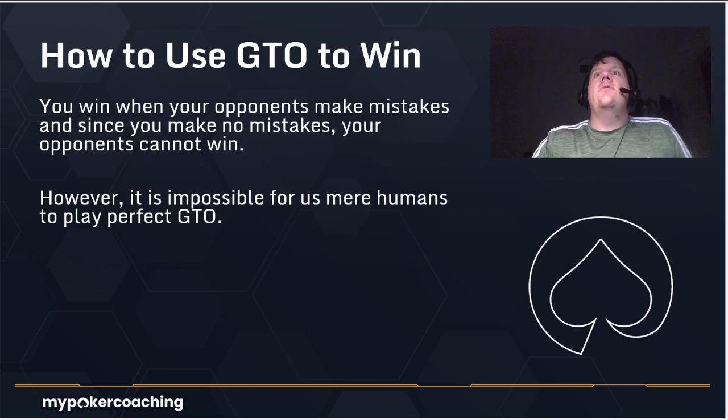So, how can we use a GTO strategy to win? Because we're in a solver world, we're playing against a perfect computer who's not going to make any mistakes. We're not going to make any mistakes. And in that case, actually, both players are going to lose because they're going to lose to the rake, which is involved in poker. So you win when your opponents make mistakes. Some of us get mad when our opponents make mistakes, but that's how we make money in this game, is our opponents making mistakes. And if you play a perfect GTO strategy, and since you make no mistakes, your opponents cannot win no matter what they do.